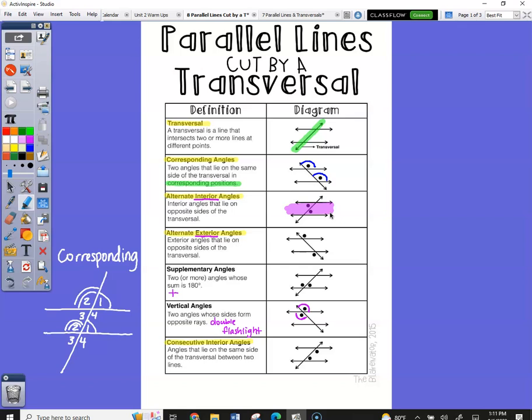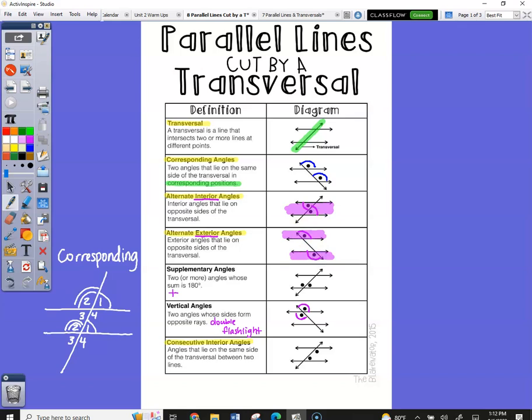Alternate exterior means they're going to be outside the parallel lines. They're on the outside of the parallel lines, but they're on opposite sides of the transversal. Are you all with me? Those angles are congruent as well. So like this would be congruent to this. This would be congruent to this.